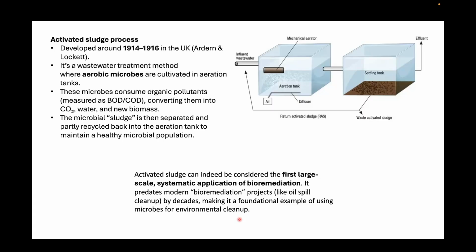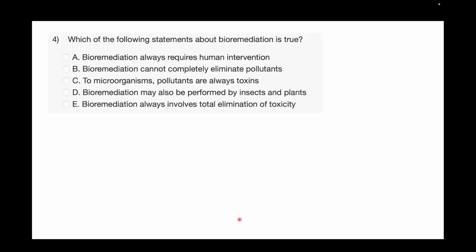Let's look at the fourth question in our session today. This is question number 4. Which of the following statements about bioremediation is true? Option A, bioremediation always requires human intervention. Option B, bioremediation cannot completely eliminate pollutants. Option C, microorganisms, pollutants are always toxins. Option D, bioremediation may also be performed by insects and plants. Option E, bioremediation always involves total elimination of toxicity.